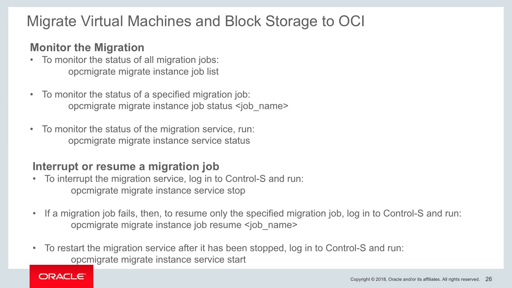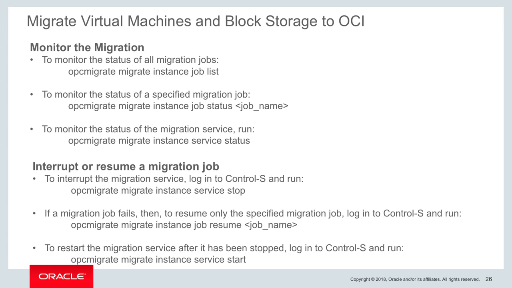To monitor the status of all migration jobs, execute opc-migrate migrate-instance job list. And to monitor the status of a specified migration job, execute opc-migrate migrate-instance job status, and you specify the job name. To monitor the status of the migration service, run opc-migrate migrate-instance service status.